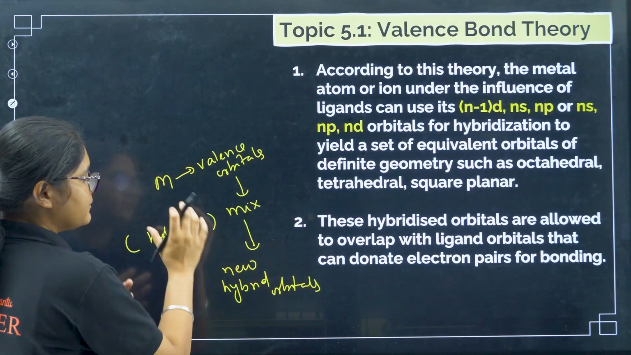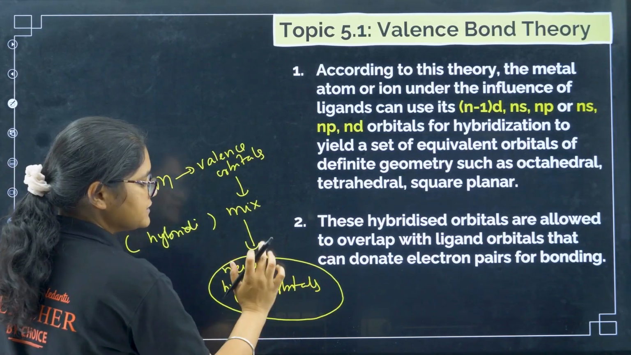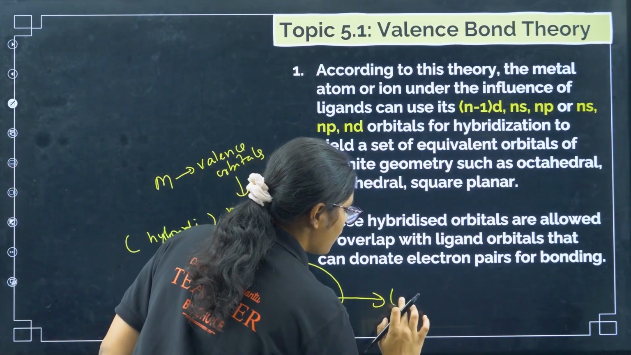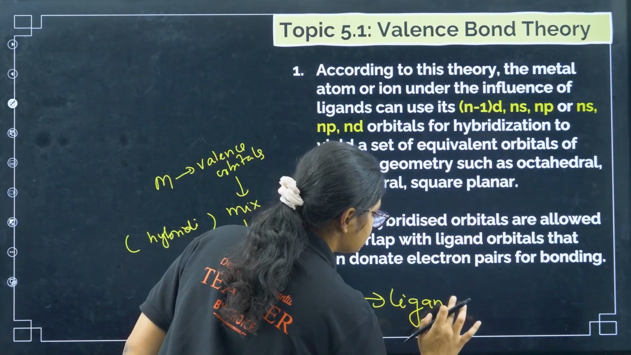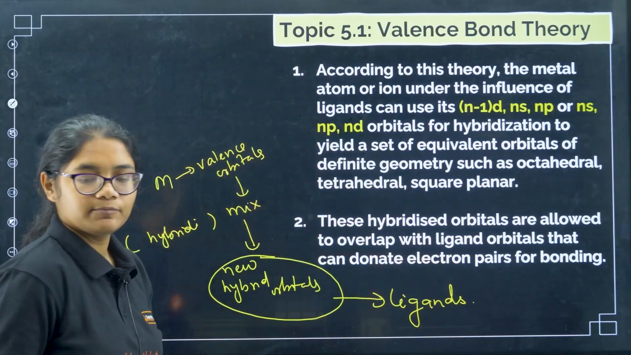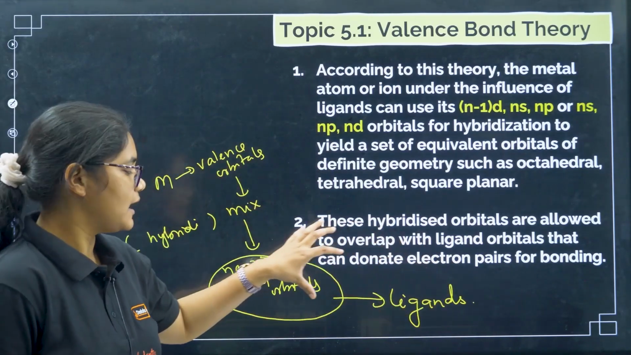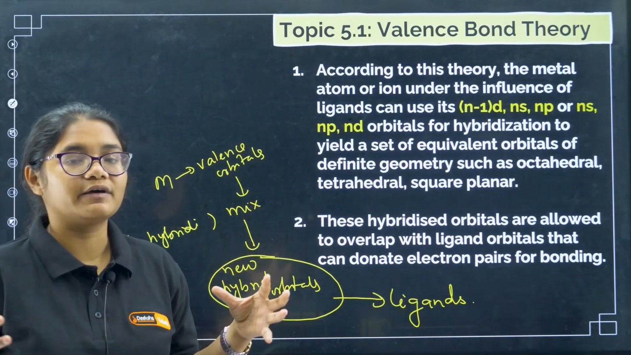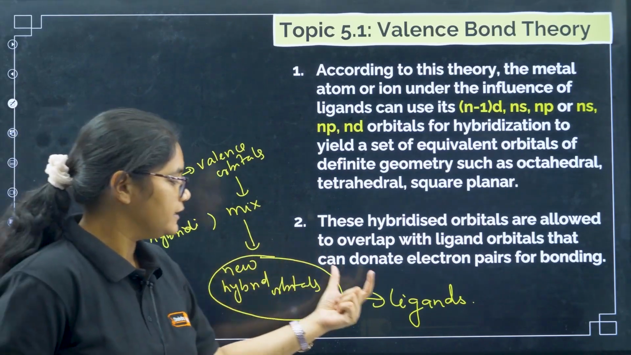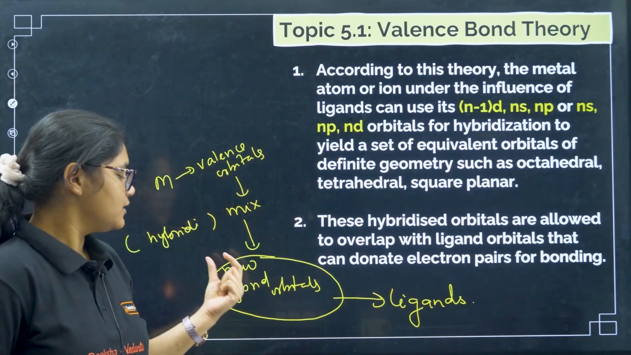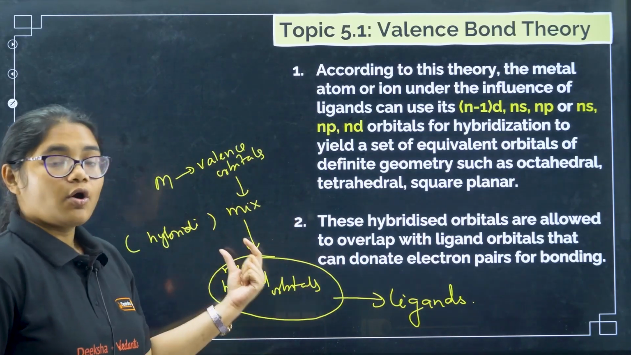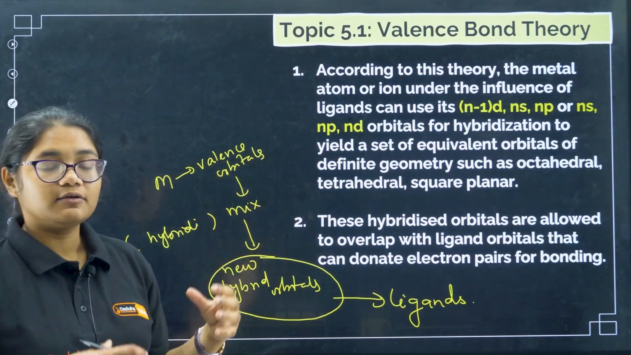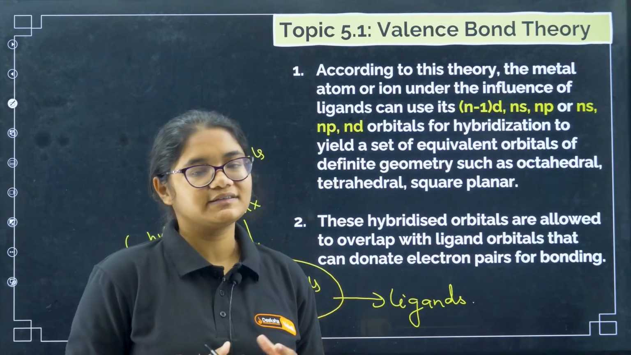Now this metal has new hybrid orbitals, and these hybrid orbitals form bonds with the ligands. Who will form the bond with the ligand? The hybrid orbitals. Whenever there is a bond formation, there is overlapping of the orbitals. So the ligand orbitals and the hybrid orbitals of the metal will form a bond. That is called hybridization.